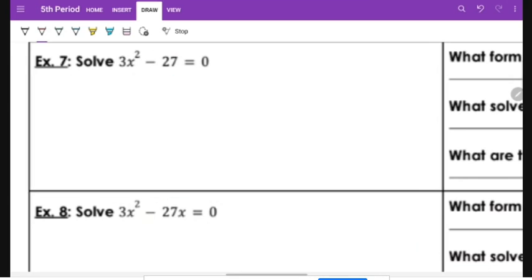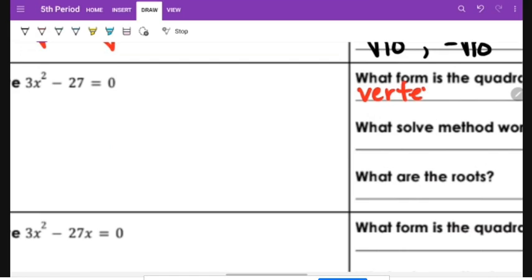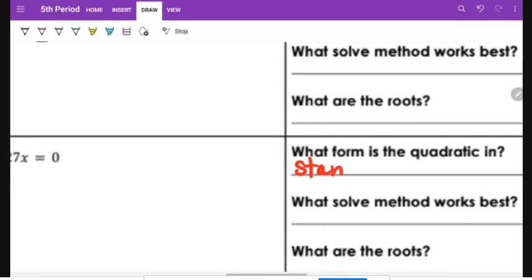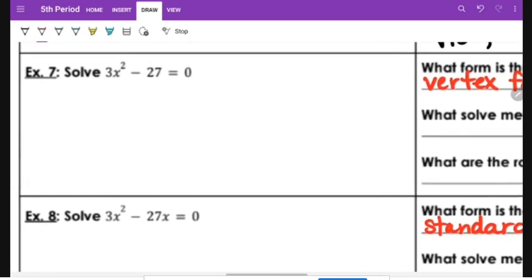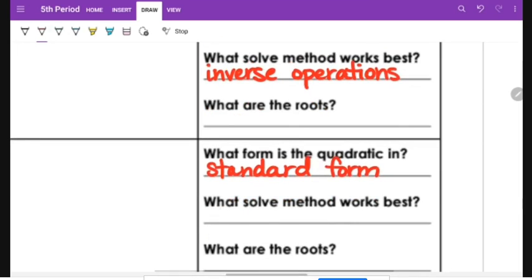What does example 7 have the form of, Colin? I was going to ask, what is example 8? That's exactly right. So example 7 is in vertex form, but example 8 is in standard form because of the 27x. That bx makes it necessarily standard form. So our two solving methods are going to be different. In example 7, we can solve using inverse operations, but example 8, we have to solve using factoring.